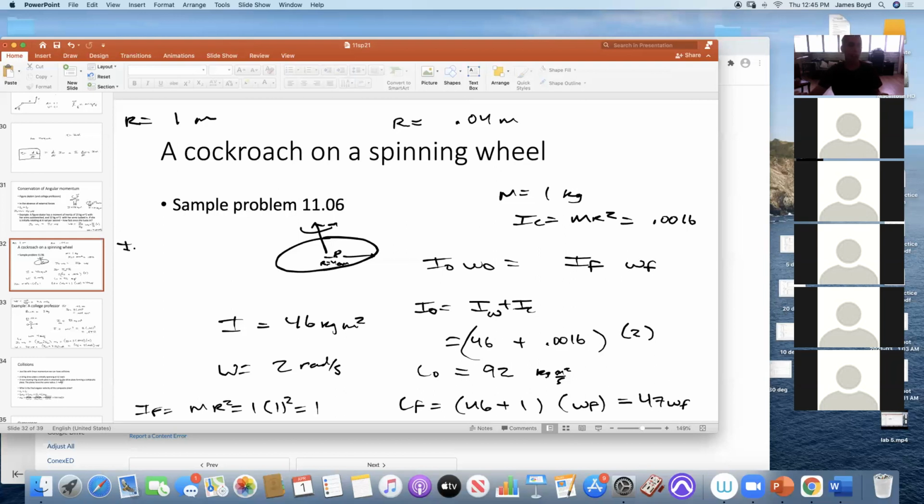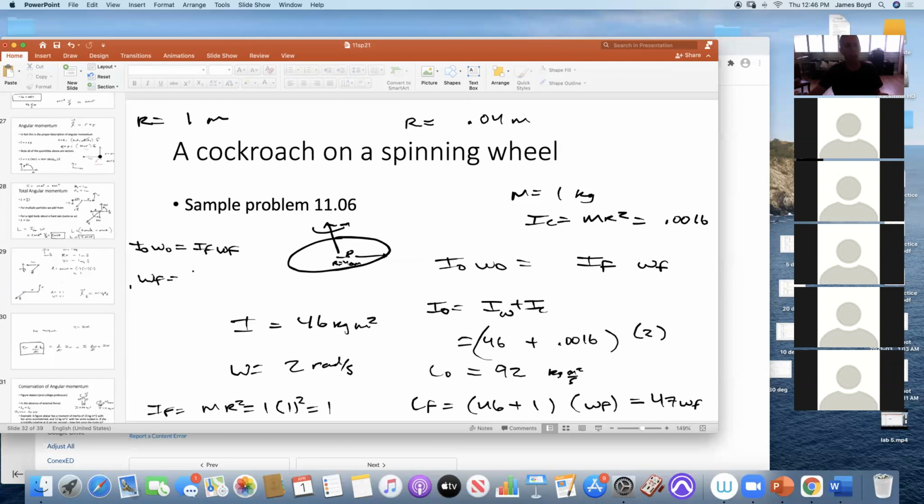So we have I initial omega initial is I final omega final. Omega final is I initial over I final times omega initial. But I know that that's already 92 over 47, which is 1.96 rad per second. Why did it slow down? Well, it's because if the angular momentum is the same and the angular momentum is mvr, if r increases for one of them, then v has to decrease, or omega has to decrease if r increases.